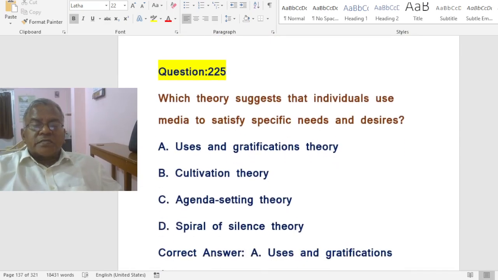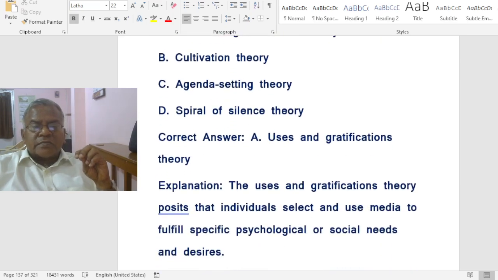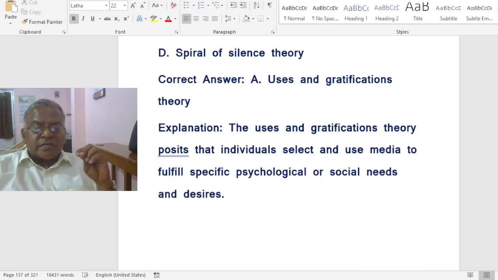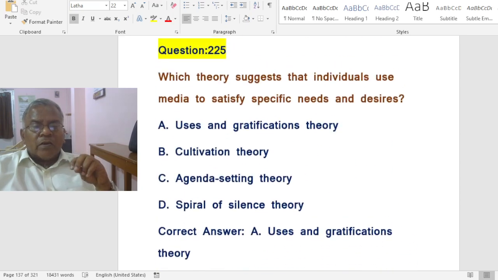Which theory suggests that individuals use media to satisfy specific needs and desires? That is, uses and gratification theory. The uses and gratification theory holds that individuals select and use media to fulfill specific psychological or social needs and desires.